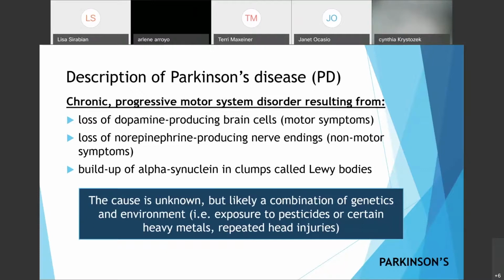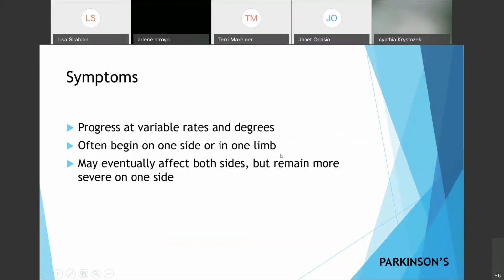The cause of Parkinson's disease is unknown, but it's likely a combination of genetics and environment. We've given you a couple of examples there: exposure to pesticides, certain heavy metals, and repeated head injuries. We've seen that with Muhammad Ali, boxers, football players. The symptoms will progress at variable rates and degrees for each person. The motor symptoms often begin on one side or in one limb and may eventually affect both sides, but will typically remain more severe on the side they began.